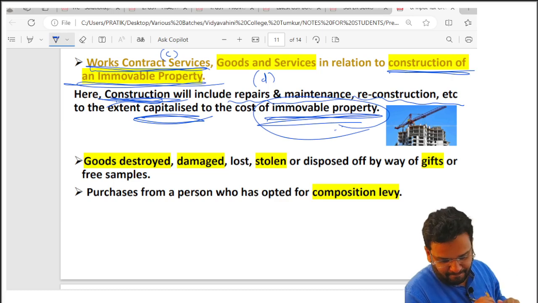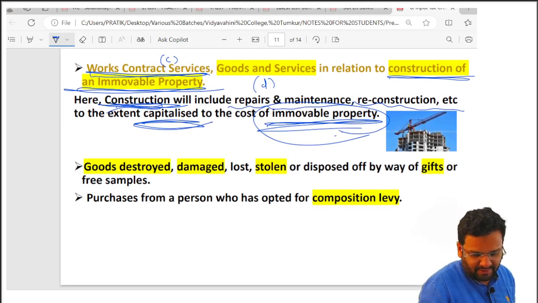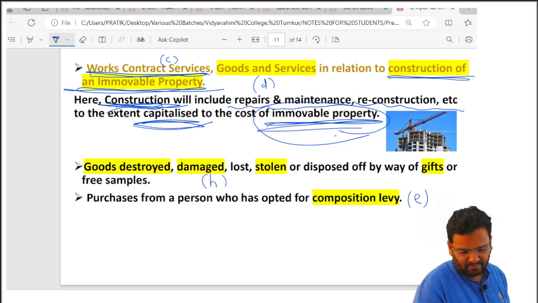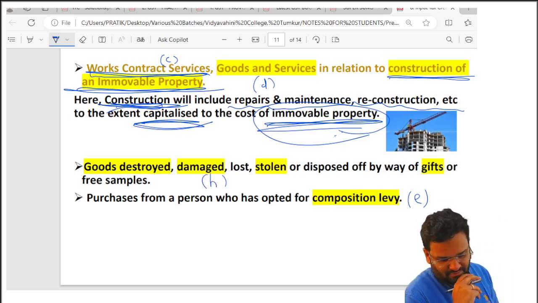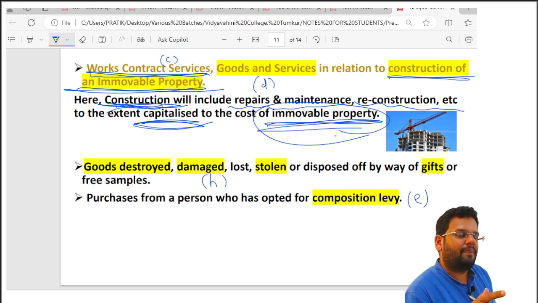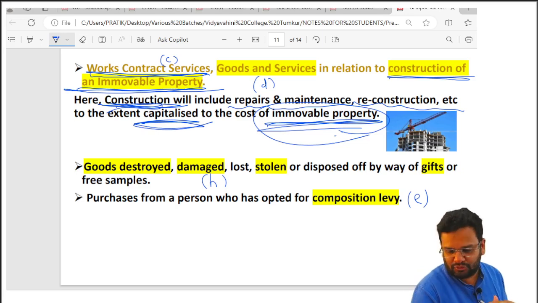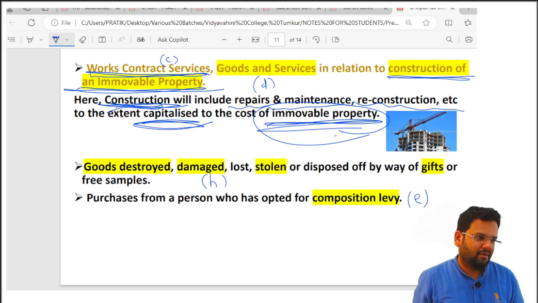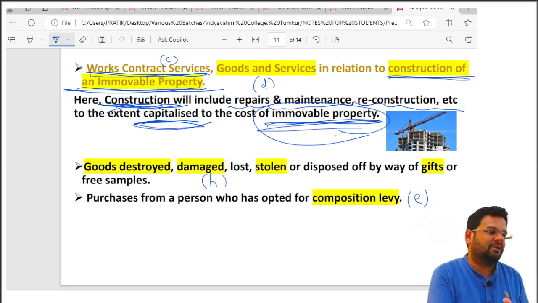Chalo, then next. This is clause E. This is clause H. One of the clauses was any goods or services used for personal use, ITC is blocked. So I've just skipped that clause. There is nothing much to tell in that.